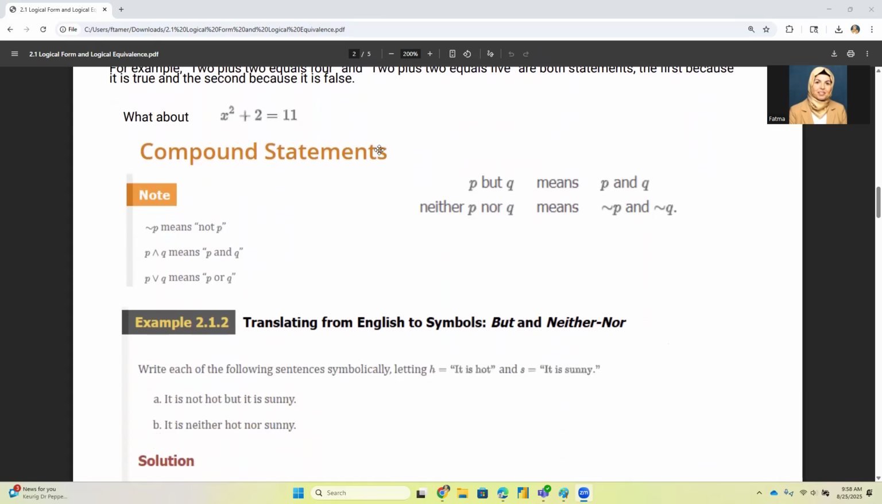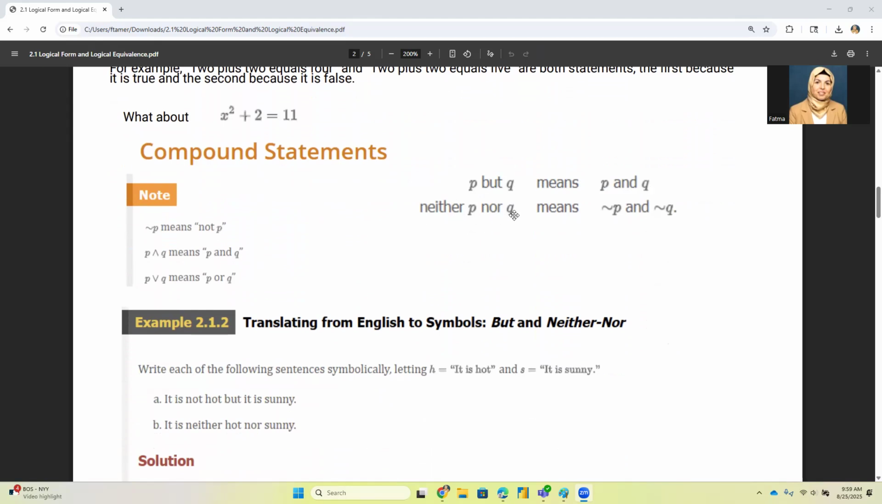And when we look at compound statements, they have these keywords in them. So P but Q means, here the English word but will be represented as and in logic. So P but Q means P and Q.